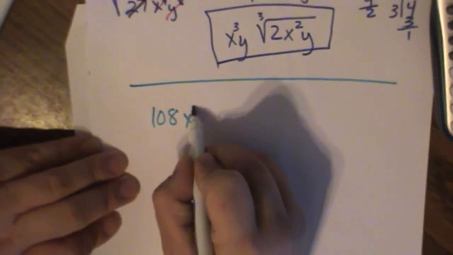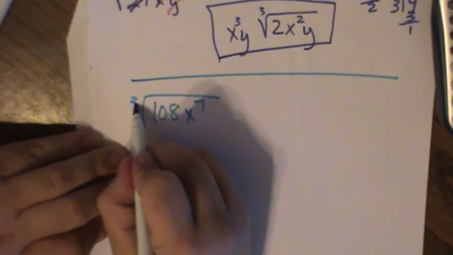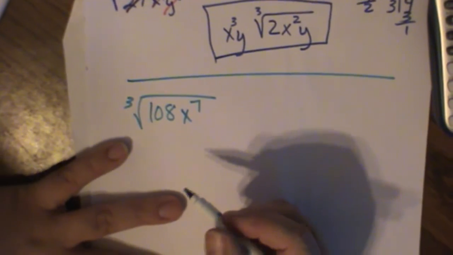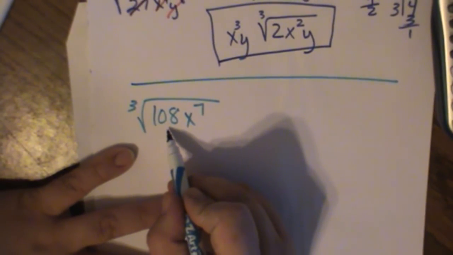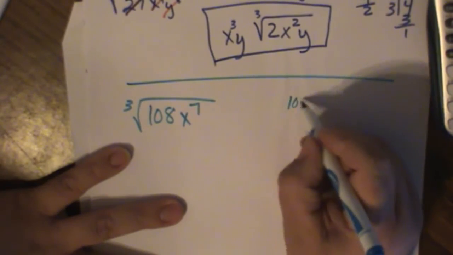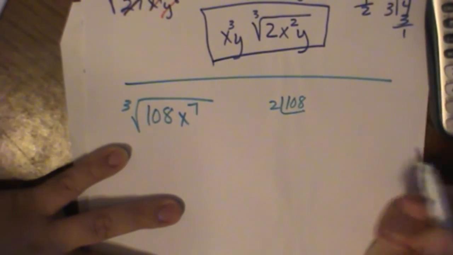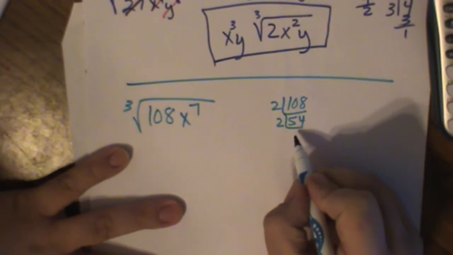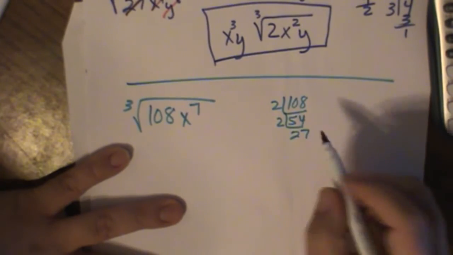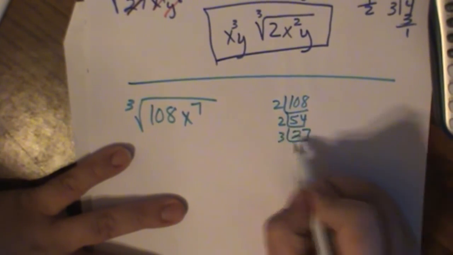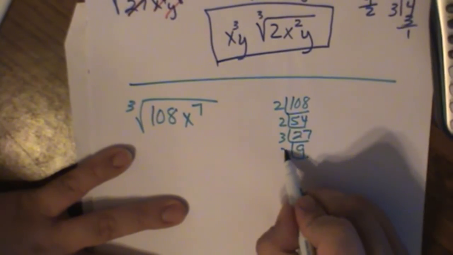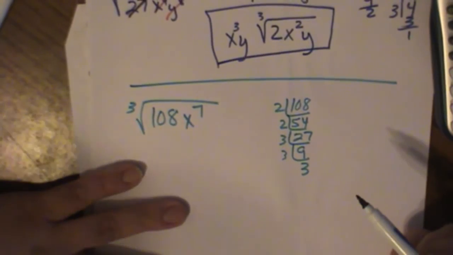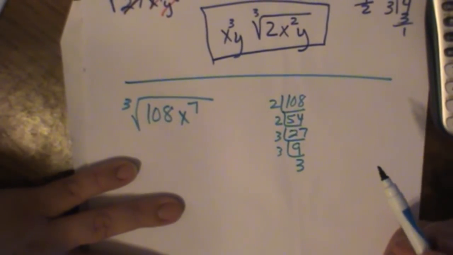Here's our new problem. We're taking the cube root of 108 x to the 7th. We have to do our prime factorizations to find out what it's going to be. So if we take 2 out of it, we get 54. 2 goes out of that, gives us 27. 3 will come out of that, giving us 9. And then 3 times 3. Those are all our prime factors, or I learned it as a factor tree. You might have learned it that way as well.